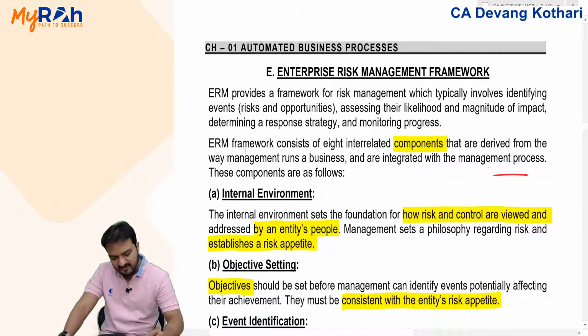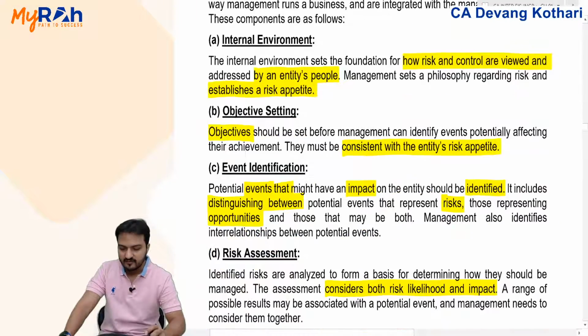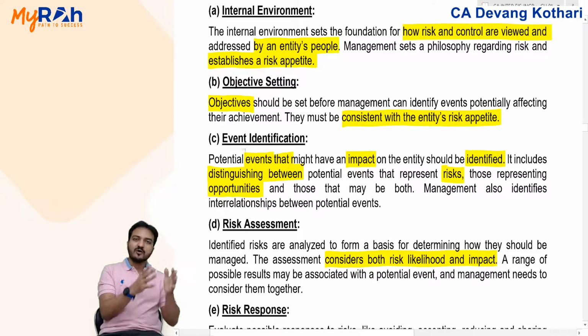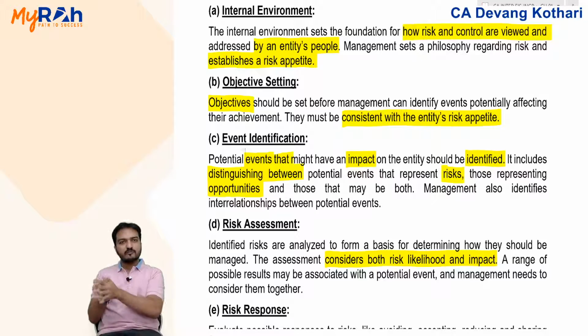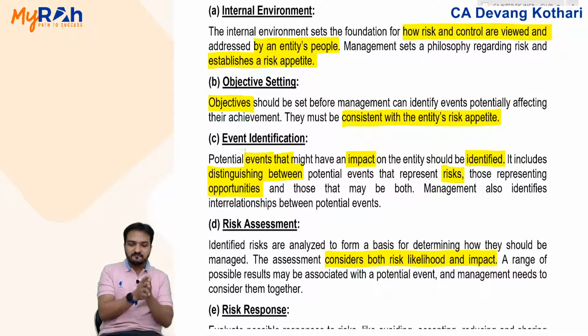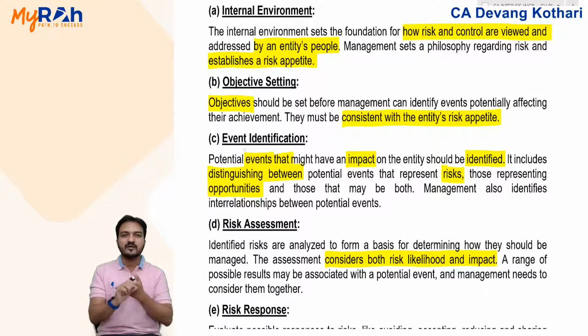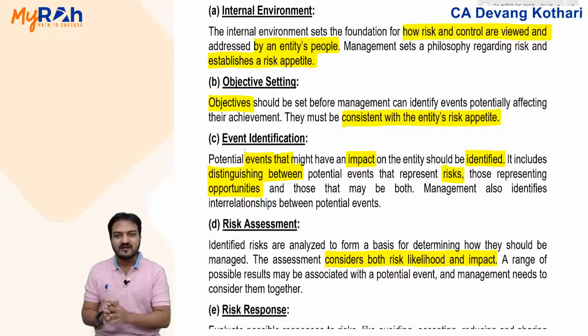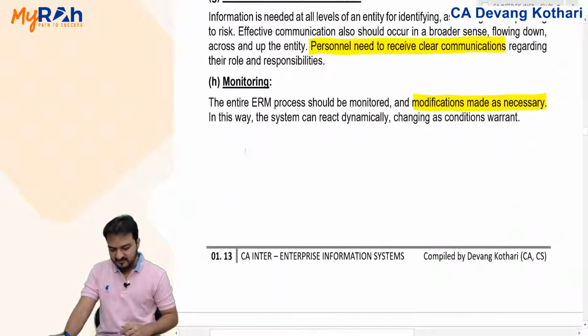Once again, these are the components or steps involved in risk management. You first decide the internal environment, that is, study what my employees think of this risk. Then you set your objectives based on the risk appetite. Third, event identification, identify what events might cause risk for your company. Next, risk assessment, analyze both risk likelihood and the impact of the risk. Then decide what response you will give to the risk.